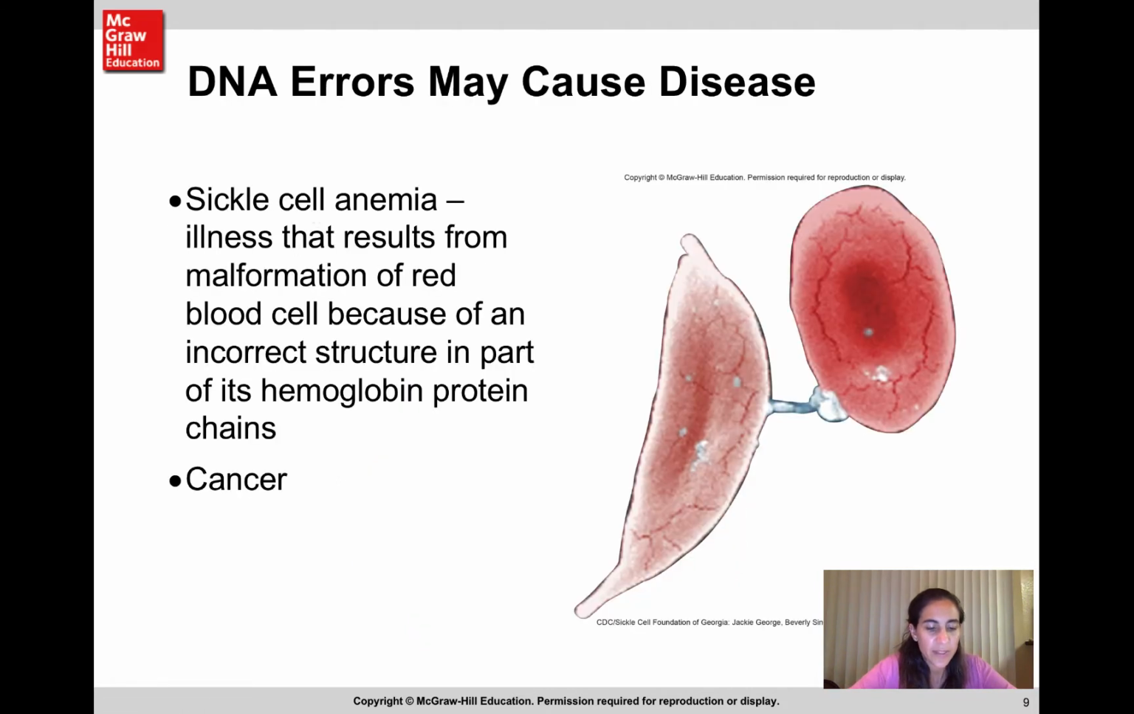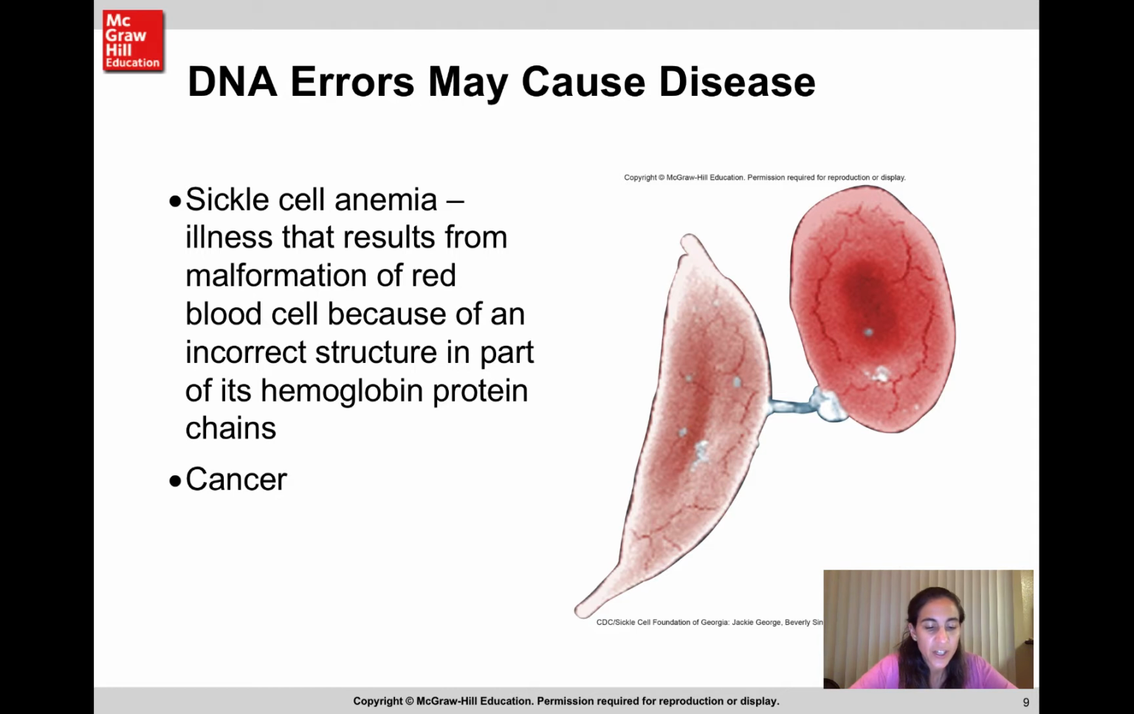Sickle cell anemia is an example of a condition affected by protein structure. It's an illness caused by malformation of the hemoglobin component of red blood cells. This malformation is due to a mutation in the genetic code for hemoglobin, which leads to the amino acid glutamic acid being replaced with the amino acid valine. So glutamic acid should be there, but valine is there in its place.